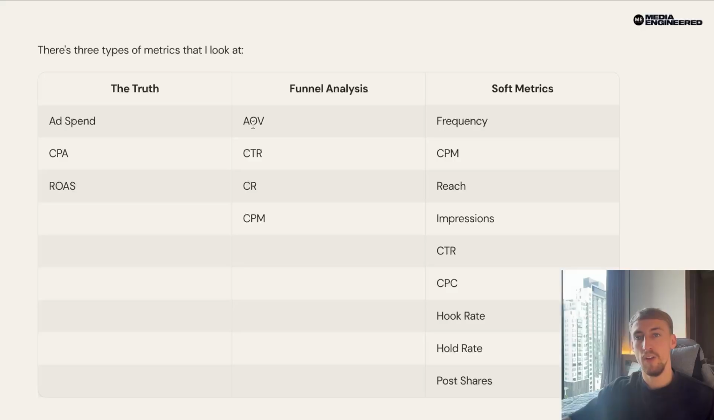We have AOV, so how much someone's spending at your site. Click-through rate, so how many people are clicking on your ad once they see it. Conversion rate, how many people are converting once they're on your landing page. And CPM, so how much you're paying for people to see your ad. So these are kind of a high level bottleneck finder from your funnel.